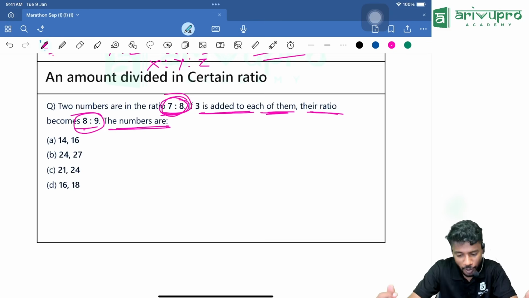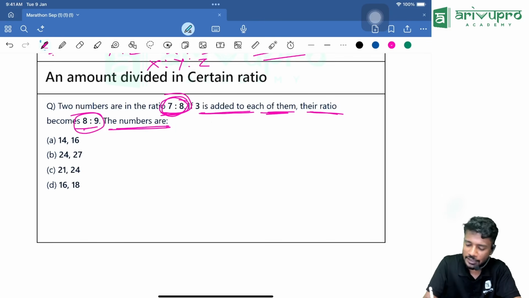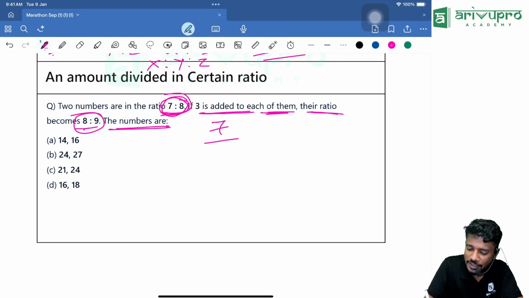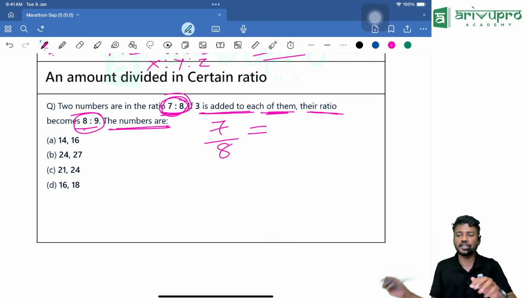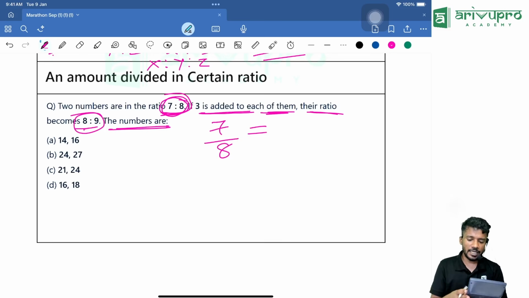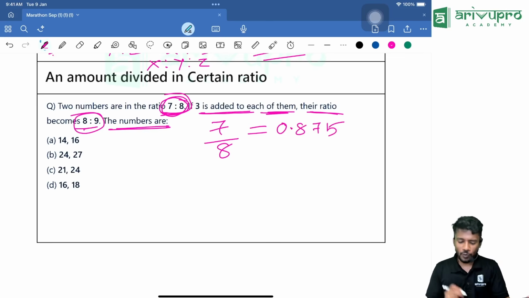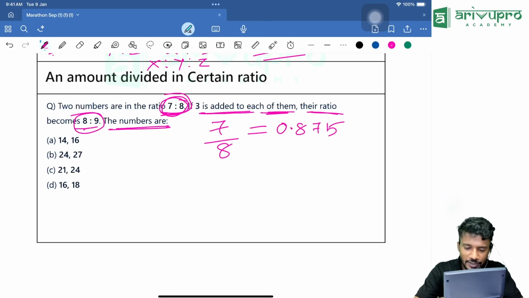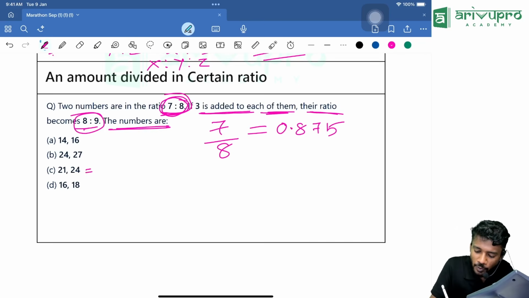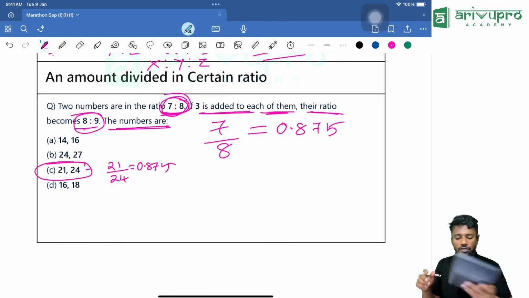Sir, I don't know how to factorize. What you will do is find 7 divided by 8. 7 by 8 is how much? The decimal value is 0.875. Now, check which options are giving you 0.875. 21 divided by 24 is how much? 0.875. So, option C is your answer.